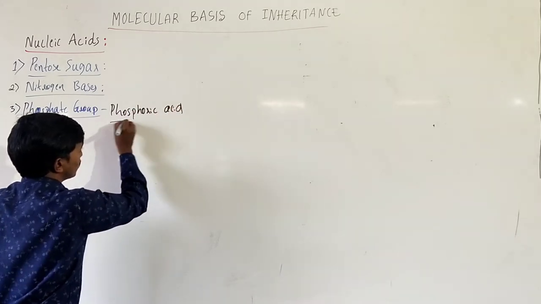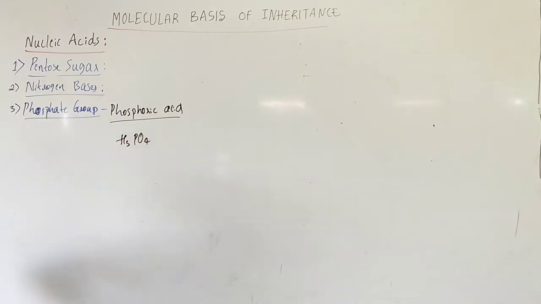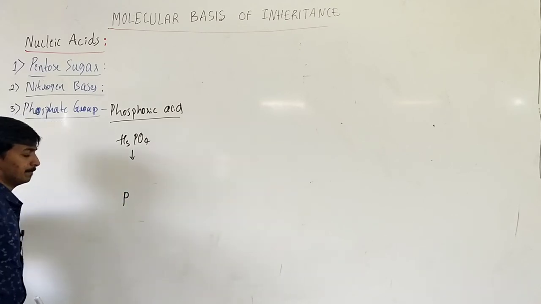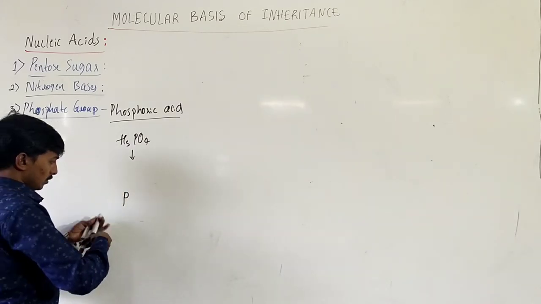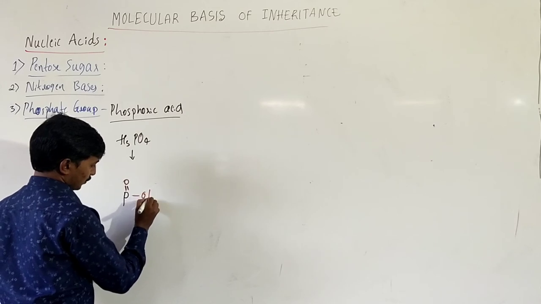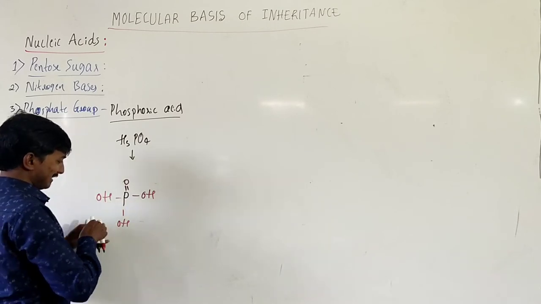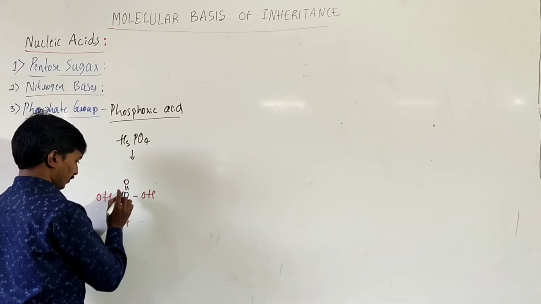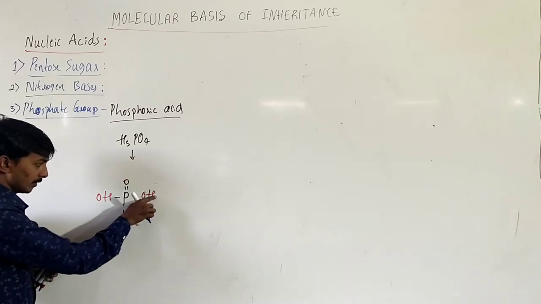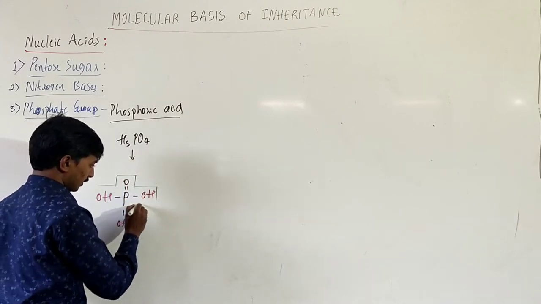As you all know, phosphoric acid is nothing but H3PO4. So we'll draw the diagram of H3PO4. We have one phosphorus, 3 H and 4 O. Among that, one will be P double bond O, one is OH, the other one is also OH, and the third one is also OH. This is our H3PO4, a diagram of phosphoric acid.